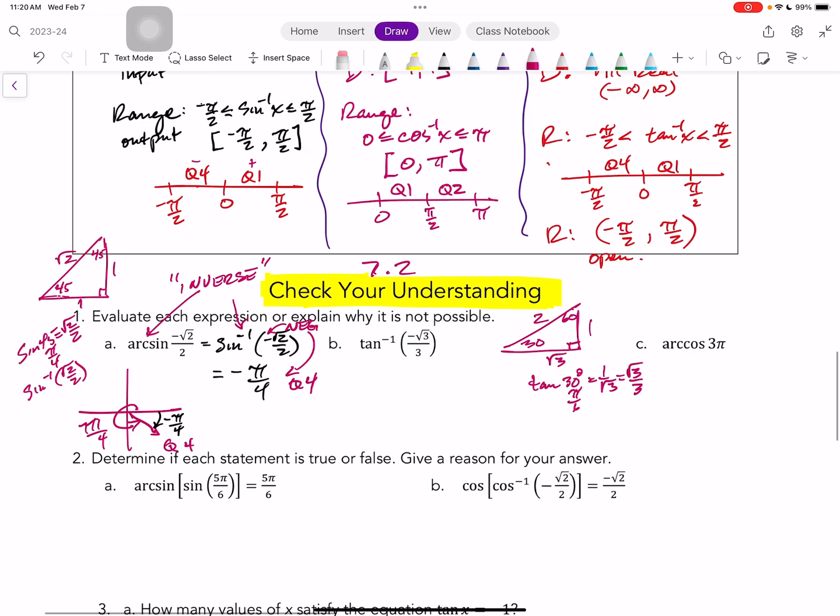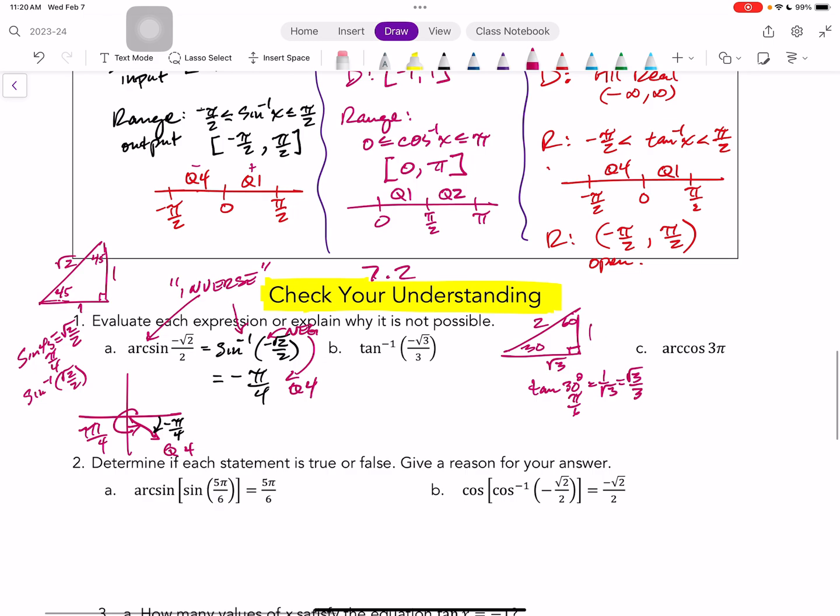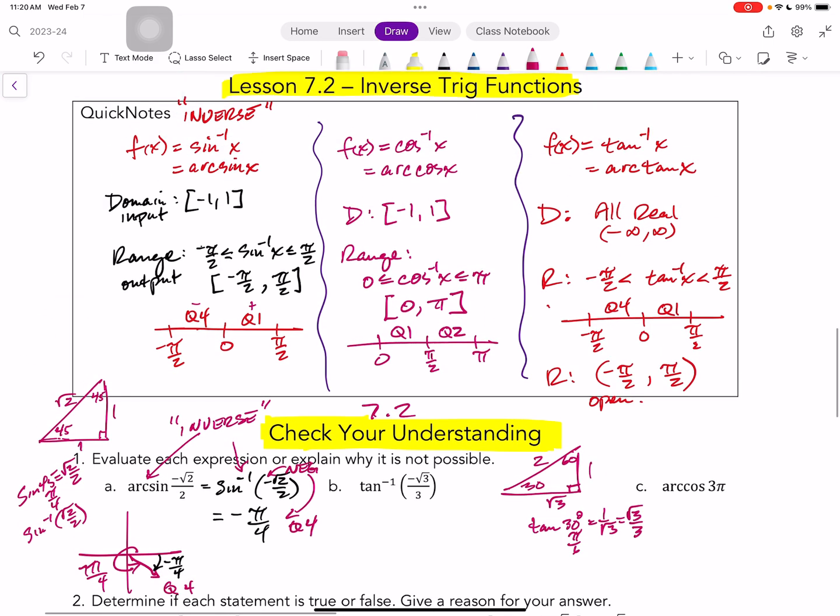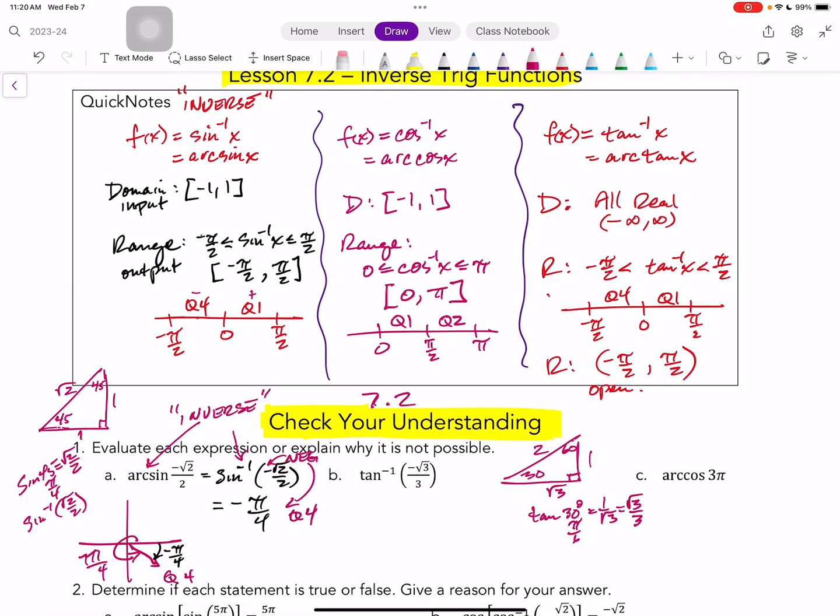Now tangent, inverse tangent. As we talked about in our summary up here, its restriction is the same as sine. We've got to go from negative pi over 2 to pi over 2, so it's got to be quadrants 1 or 4. If it's negative, you're in quadrant 4. If it's positive, you're in quadrant 1.